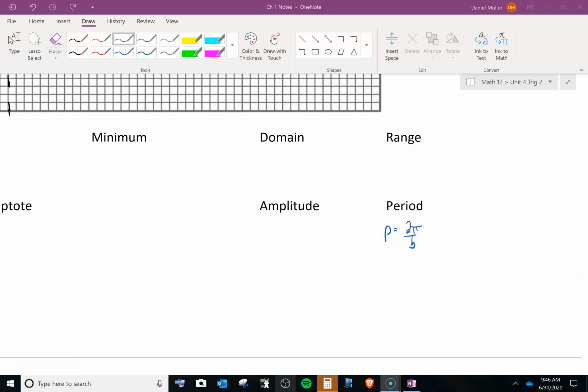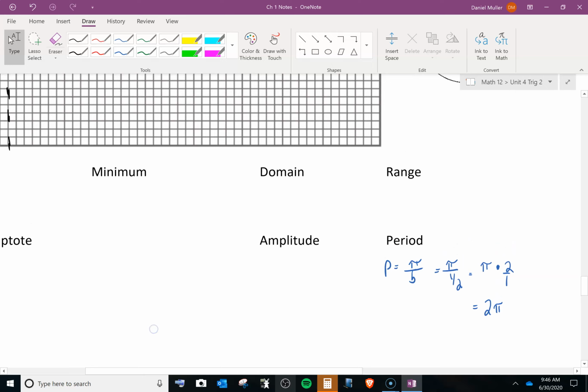But for tangent, the period's not 2 pi, it's just pi. So the formula to find your period is pi over b. And in this case, our b is a half. I don't like dividing by half, so I'll multiply by 2 over 1. Pi times 2 over 1 is just pi times 2, so 2 pi. So my period here is 2 pi.